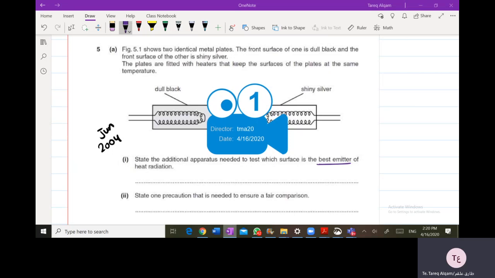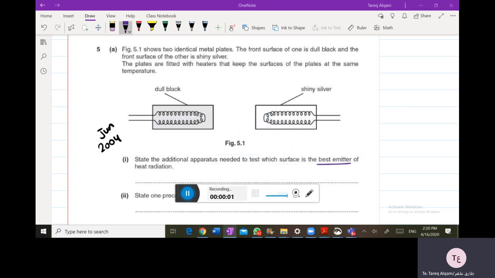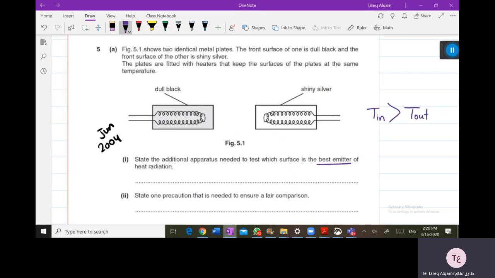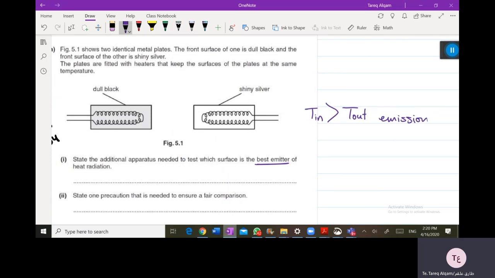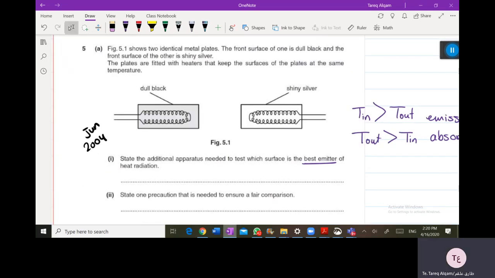In order to check which is the best emitter and which is the best absorber, I have to check the temperature. If the temperature inside is more than the temperature outside, this is emission. If the temperature outside is more than the temperature inside, this is what? Absorption. Since the heater is inside the object, the temperature inside is greater than the temperature outside. So as a result, we have emission.